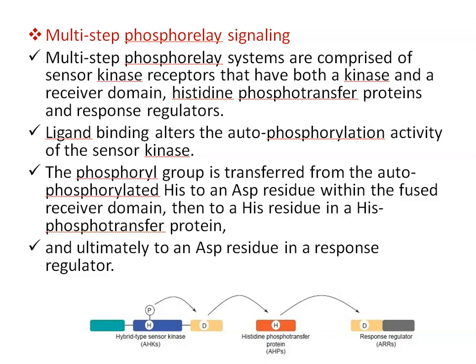Ligand binding first alters the autophosphorylation activity of sensor kinase, right? Then phosphoryl group is transferred from the autophosphorylated histidine to an aspartate residue within the fused receiver domain. This is the receiver domain, and then to histidine residue in a histidine phosphotransfer protein here, and ultimately to an aspartate residue in the response regulator, right?